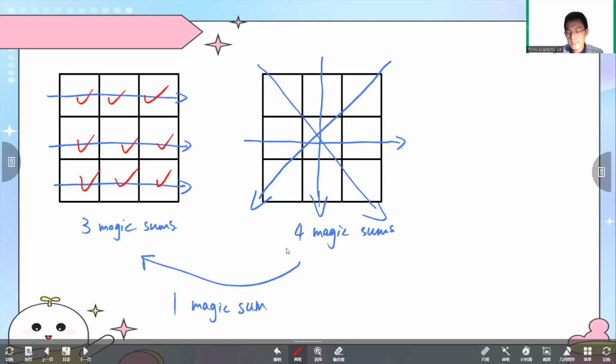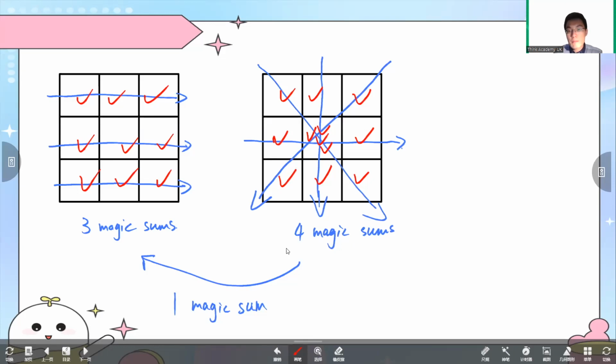9 numbers. Okay. And for the second one, for the magic square on the right-hand side, we have 1, 2, 3. That is for this diagonal here. And then for the second diagonal, 1, 2, 3. And then for the horizontal row, 1, 2, 3. And then for the vertical column, we have 1, 2, 3. So what do you find? You found that all the 3 magic sums in the first magic square are counting all the 9 numbers inside once.